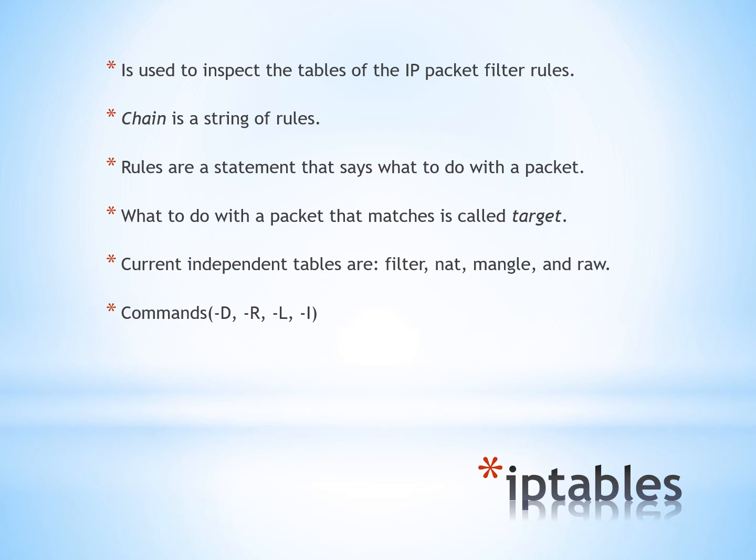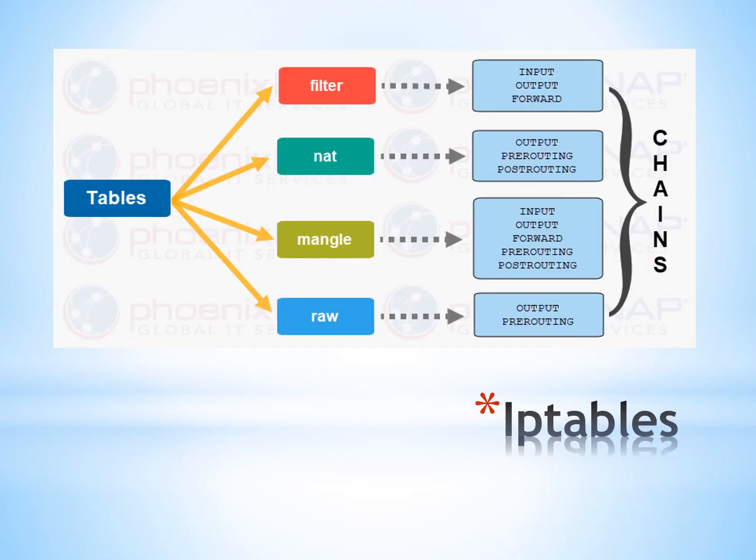Then we have the commands. There are many commands; I just listed a few. The commands specify specific actions to perform. So here I listed delete, replace, list, insert, but there are many more. And here I inserted a picture of the IP tables, the independent ones: filter, NAT, mangle, raw, and the chains, just as a visual help. And that will be all.